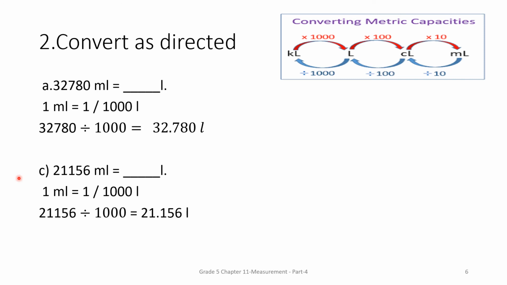Again comes the concept of division by 1000. What we need to do? We need to count number of zeros. So here we have 3 zeros. Okay. So we have to put decimal point to its left by 3 digits. Okay. So we'll start from ones place. So 1, 2 and 3. So decimal point will come between 1 and 1. So our answer will be 21.156 liters. Okay. Now scholars, we will see two more sums of question number 2.